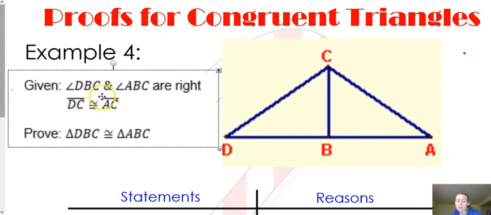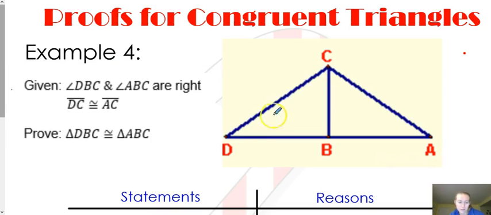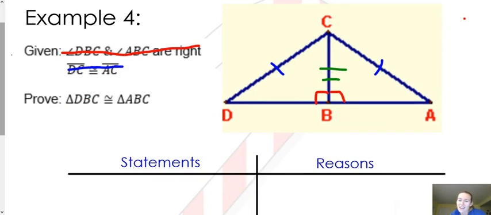So we've got angle DBC and ABC are right angles. So I've taken care of that. And they told us that DC is congruent to AC, and I've taken care of that. And now we've got that shared side or the reflexive property happening in the middle.